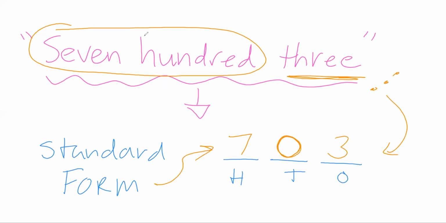Okay, so let's do another one. Let's put something in standard form first, and then how could we write that as a word? Let's say 429. So again, this is that whole concept: how do we read this word?